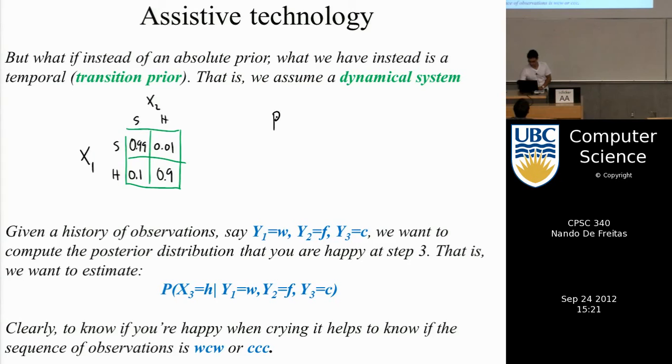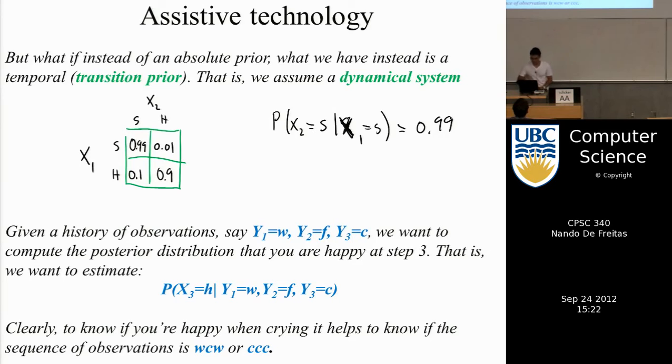Okay, so this is basically saying that the probability that you're sad, given that you were sad the previous hour, is 0.99. People who are sad tend to stay sad. People who are happy tend to be happy. So this prior now encodes how we feel over time, or how my emotional state evolves over time.